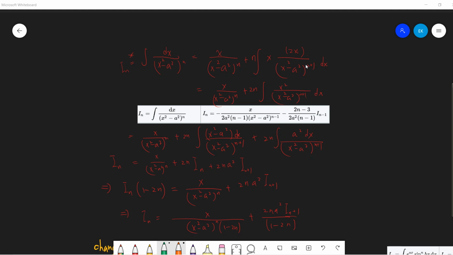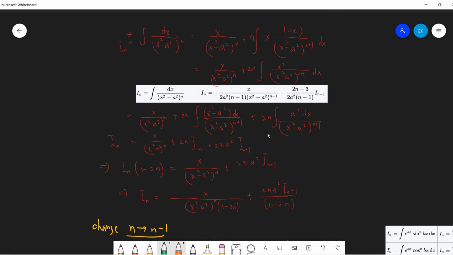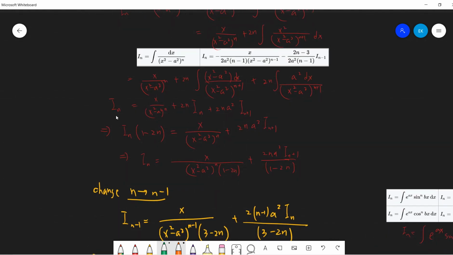And we get this. Okay, so just pull all these two, so we get 2n x squared divided by x squared minus a squared to the n plus 1 dx. Okay, and this one becomes this one plus this one plus this one. So basically, I just add 1 minus a squared and plus another a squared. Okay, and this is I_n equals x divided by x squared minus a squared to the power n, minus 2n. You see these two cancel, so 2n I_n plus 2n a squared I_n plus 1.